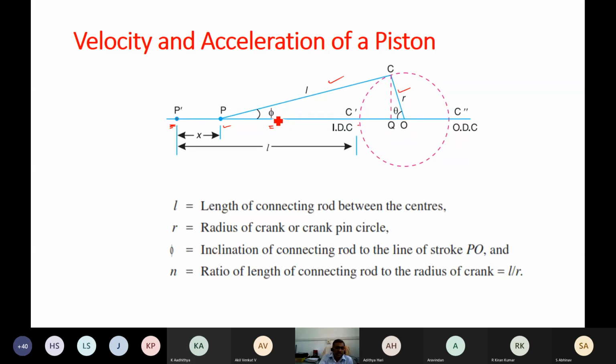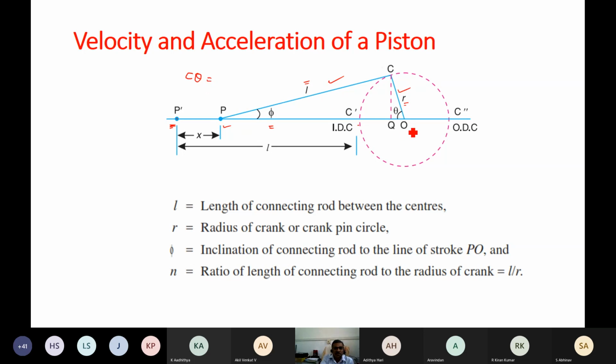So how to derive? Here this is the connecting rod. The length is taken as L. The crank radius is equal to R. Now the distance CQ can be written in two ways.